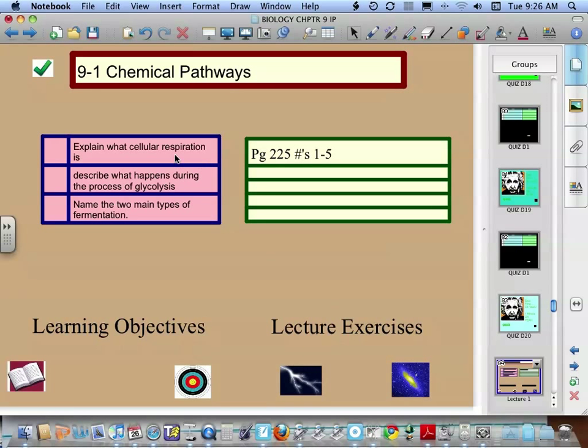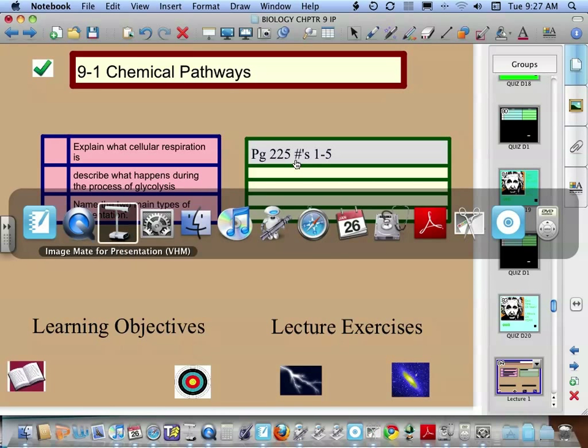Our learning objectives are to explain what cellular respiration is. Second is to describe what happens during the process of glycolysis, and to name two types of fermentation. Those are our objectives. Our lecture exercises are page 225, numbers 1 through 5. Glad you guys are here.